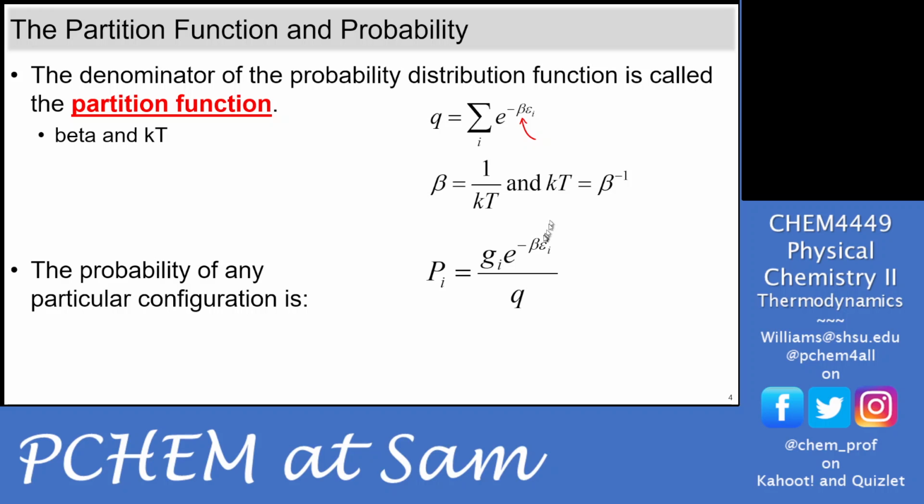Missed opportunity. All right, so the probability of any particular configuration is this Boltzmann factor for that particular state of interest divided by the partition function.